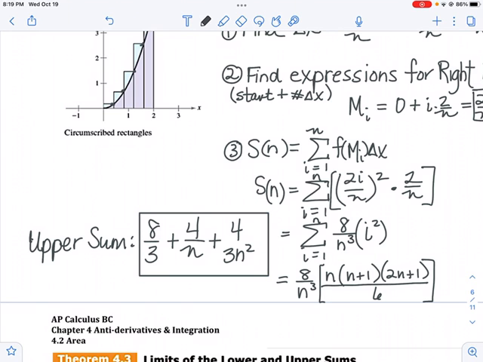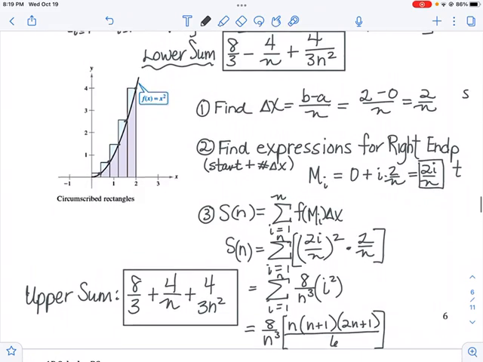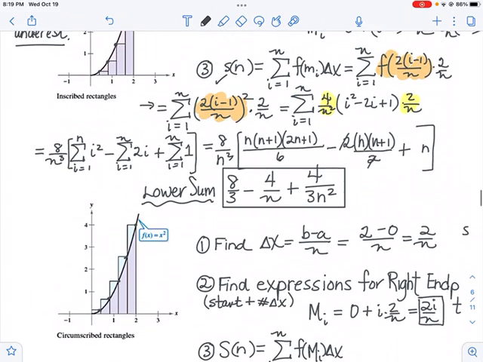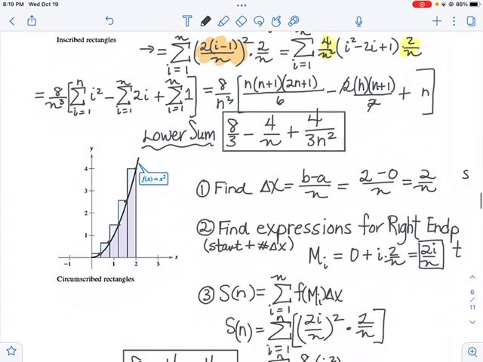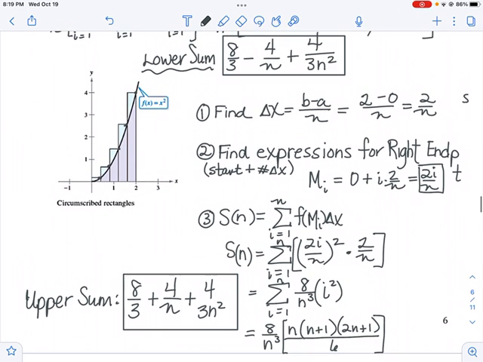I think my pen is running out of juice here, so I might have to stop and start over again. Okay, so I'm going to have to stop after this video, but you can kind of see where we get 8/3 minus 4 over n plus 4 over 3n squared. And the only difference between the lower sum and the upper sum really is that middle term. And you can kind of say, this area is going to be 8/3, because if n goes to infinity, the exact answer has to be that, which it is.